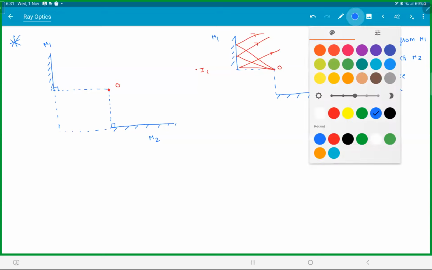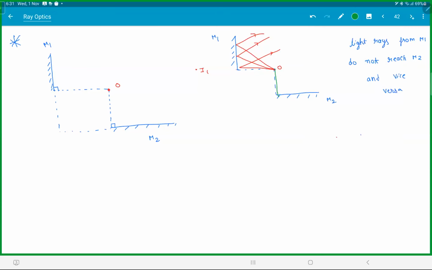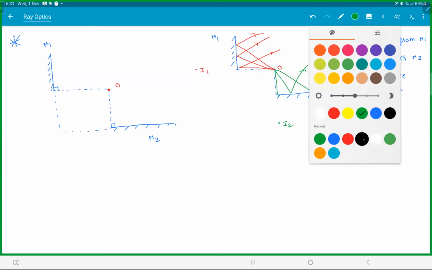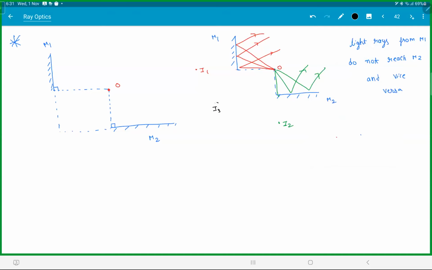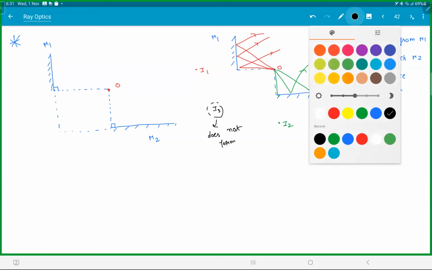Similarly, not a single light ray from M2 will be here either. So this is I2. So basically, normally, I3, which used to form here, does not form. Because I3 used to be the image of I2 on M1 and I1 on M2. The answer is 2 images. The third image doesn't form.